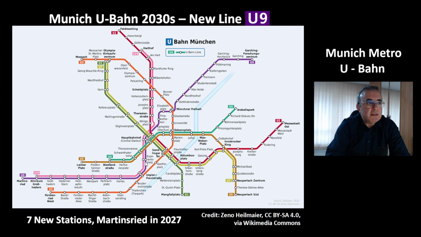There will be another station nearby. Today's 2 stations, Implerstraße and Poccistraße, will be replaced by a new transit station. This transit station will also have a station at the surface for the regional train lines. And here is an extension to Martinsried. This is currently in construction and will be opened probably in 2027.